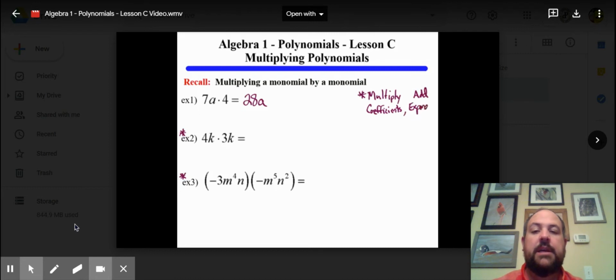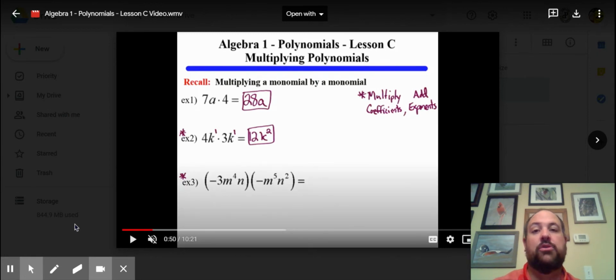But from our exponents unit, we know that we're supposed to add the exponents on the like terms. So in the case of number 2, if we have 4k times 3k, we want to remember those are exponents of 1, and we're going to multiply the 4 and the 3 to get 12, but we're also going to add the exponents to get k squared. So 12k squared is our answer for number 2.